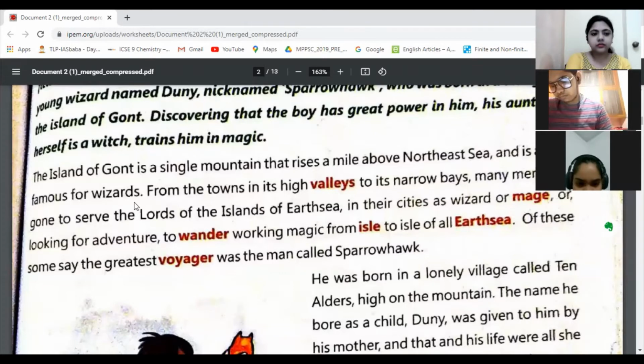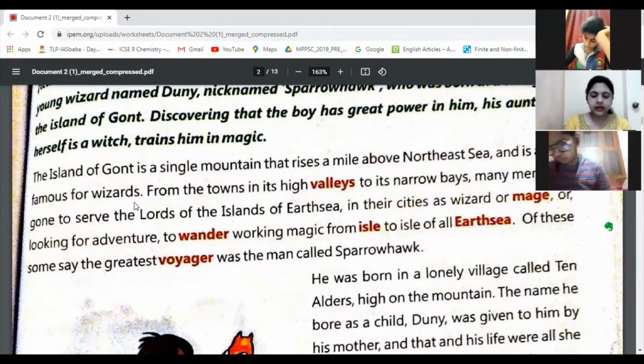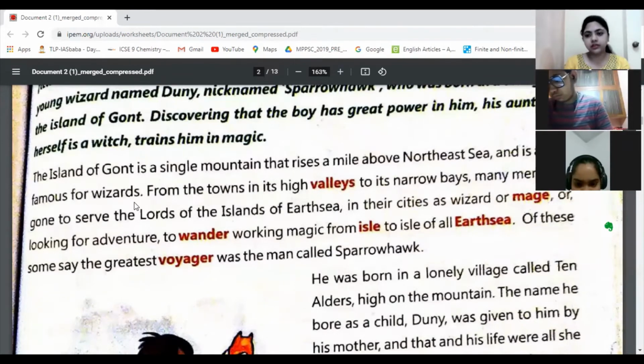Fine. So that was the island of Gaunt. It was a single mountain, and it was famous for wizards. So most of the people over there were wizards only. They had good command over magic. Fine. Then there were towns also in its high valleys.